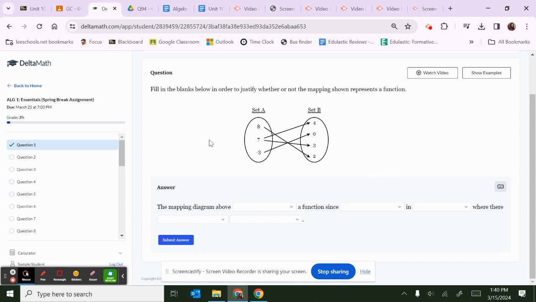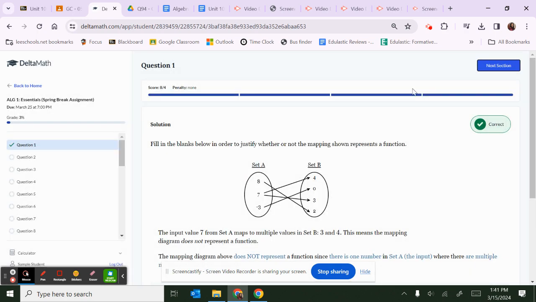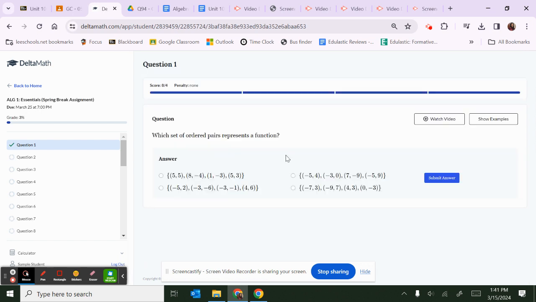So again, looking at this one, function or not? Not. What makes it not? The 7, because the 7 has 2 arrows coming from it. All right. So this is not a function, because there's one number in set A, which is your input, that's going to multiple numbers in set B, which is your output. All right. So 2 more, guys, because again, I want 10.